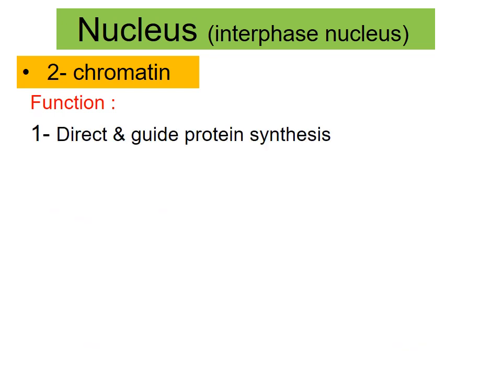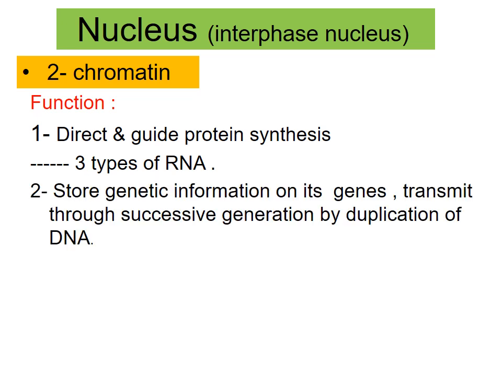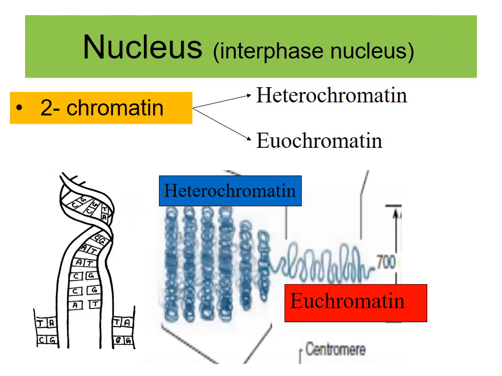What is the function of the chromatin? As I said, chromatin is a DNA strand wrapped around histone proteins. They direct and guide protein synthesis by formation of three types of RNAs, and also the chromatin carries the genetic information which will be transmitted to the next generations. Some parts are highly coiled, and they are genetically inactive. Also, they cannot undergo transcription. They are called heterochromatin. Other parts of the chromatin strand are more or less extended. In this case, they are genetically active and they can be transcribed, and they are called euchromatin.